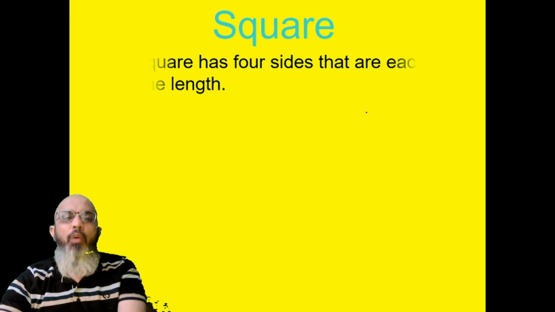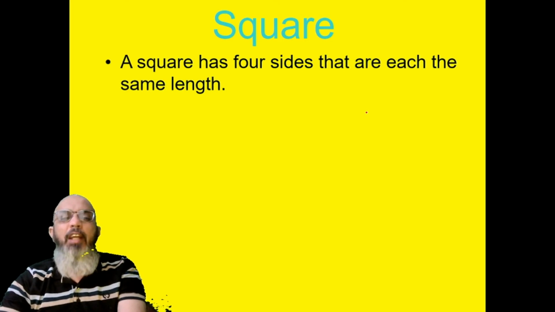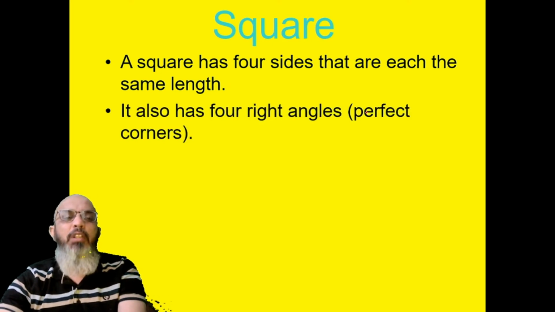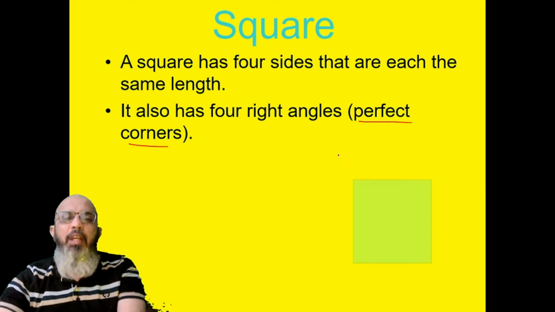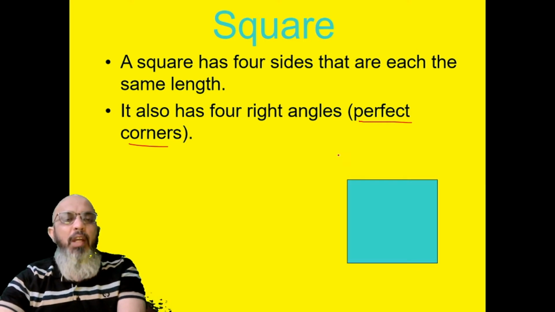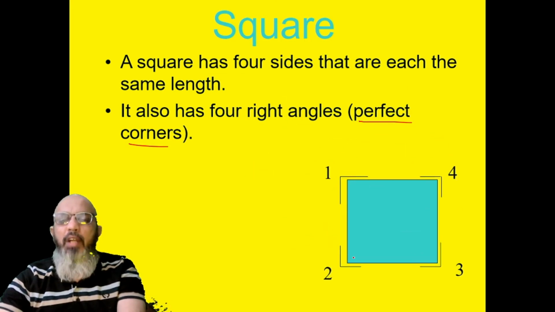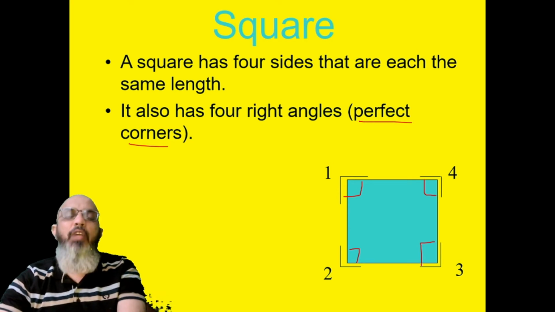So next one is the square. What is a square? A square has four sides that are each of the same length, meaning the sides of a square are all the same. What is the other property? It also has four right angles. Right angles means perfect corners, right? Square has four right angles, and a right angle means an angle of 90 degrees. So if we add up all four angles, what do we get? We get 360 degrees.